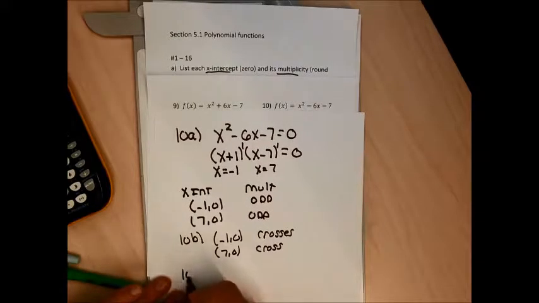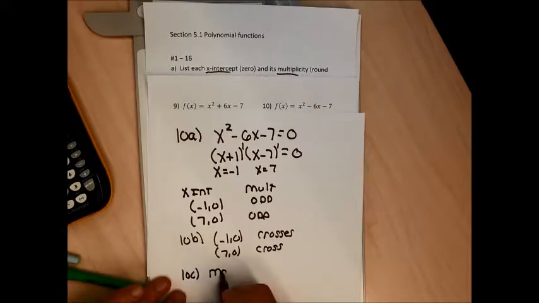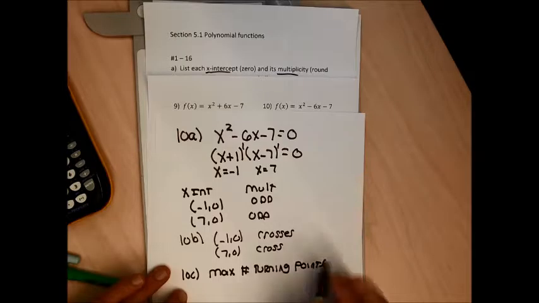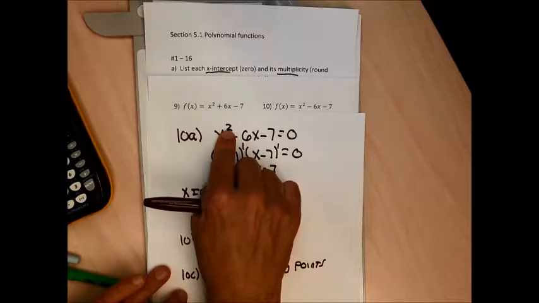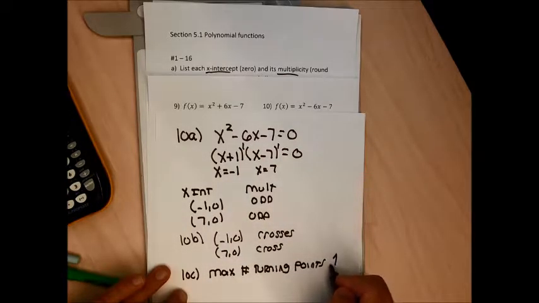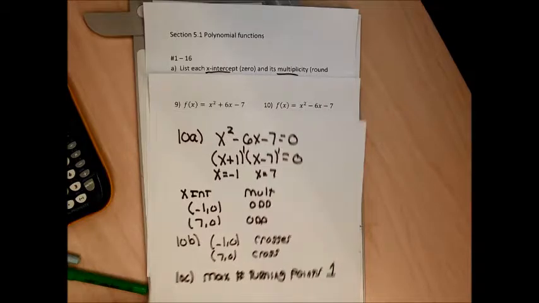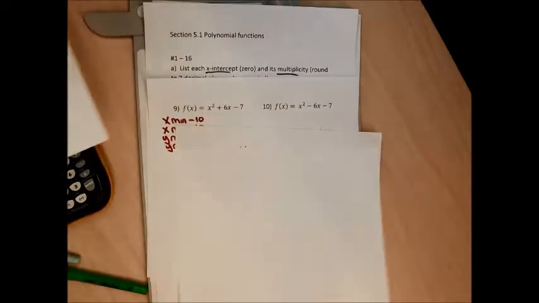10C is the maximum number of turning points. It's already multiplied out, so that makes this part easier. I just take the highest exponent in the problem and lower it by 1. 2 minus 1 is 1. There's at most one turning point. Everything that I can do other than the graph is done, so let me do a graph right now. So I'm going to move on to 10D and make a graph.